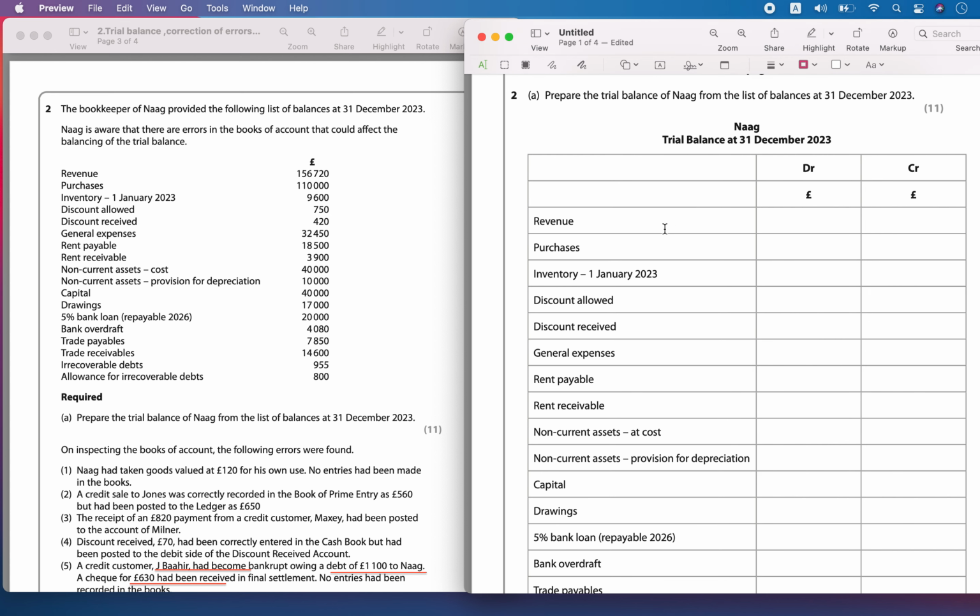So let's prepare that. As you know, a trial balance is just about the understanding and putting the balances in the debit or the credit. You should be remembering the concept of debit: DR, expenses, assets, and drawings. So all this is considered as debit balance.